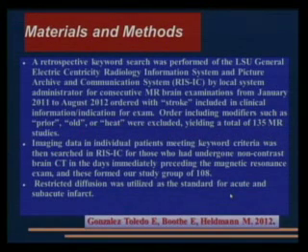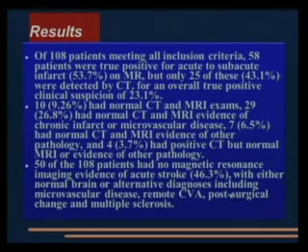We studied how many patients diagnosed as a stroke were strokes. And so we have 10 had normal CT, 9.26, 26.8 had normal CT but MRI evidence of chronic infarct or microvascular disease. MRI evidence of other pathology. 50 of 108 patients had no magnetic resonance imaging evidence of acute stroke. So 46.3% of the patients diagnosed as a stroke were not.